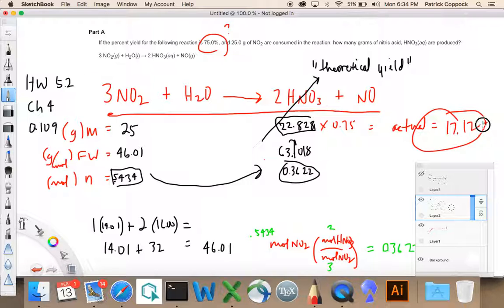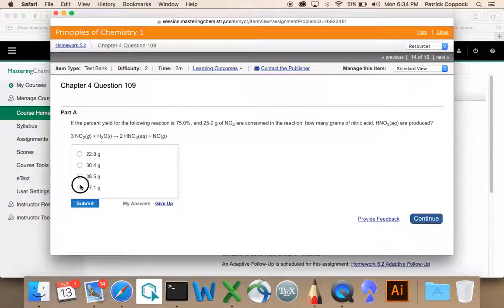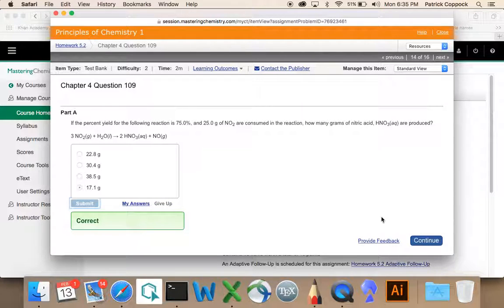Bam. Yes, this is grams of nitric acid. That's what I'm looking for. So let's go back here. 17.1 is right there. Let's submit it. Ah, correct.